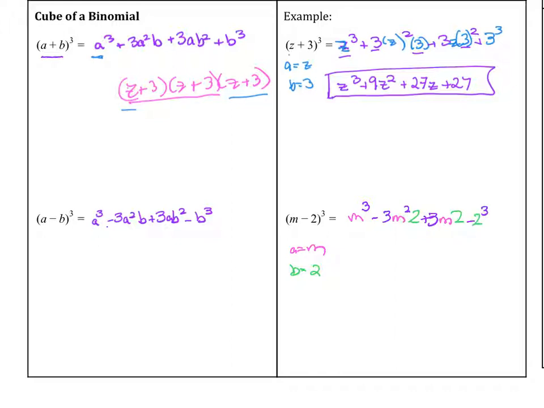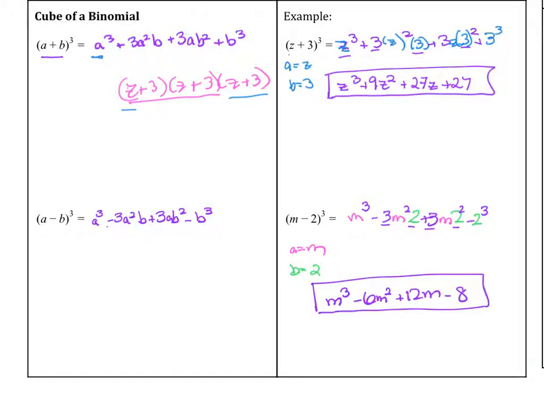So let's simplify. This is m cubed minus 3 times 2 is negative 6m squared. Then 3 times 2 squared, sorry, that's supposed to be squared. So 2 times 2 is 4. 4 times 3 is 12m. And then 2 cubed is a minus 8. So your final answer is m cubed minus 6m squared plus 12m minus 8.